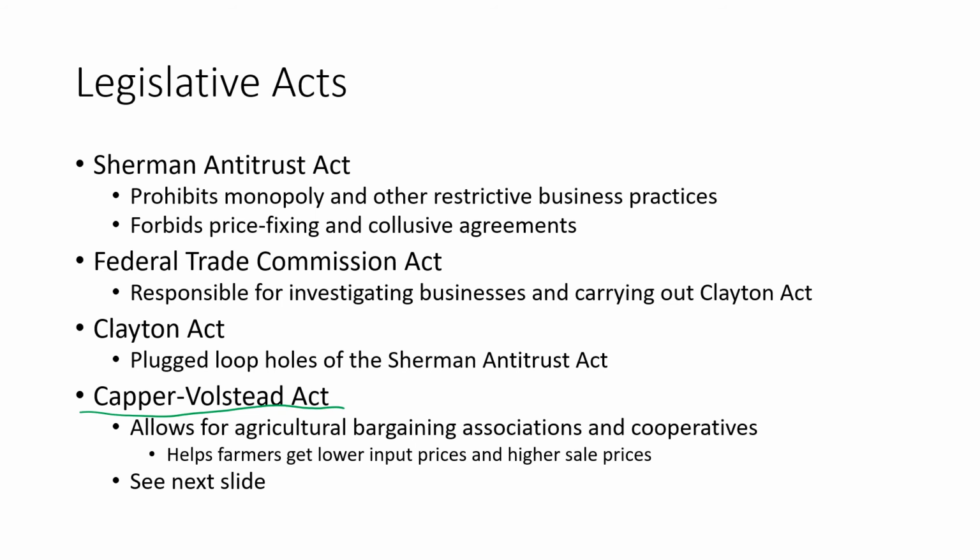Capper-Volstead Act. So generally, we talked about last week that collusion and price fixing and teaming up with other people to try to set prices is illegal, but farmers are actually allowed to have bargaining associations, which are also known as cooperatives, to basically bargain for lower input prices and to be able to sell their products for higher sale prices. So they kind of have a special advantage that they can talk to each other and work as a group, almost as a union, to help improve their profit.